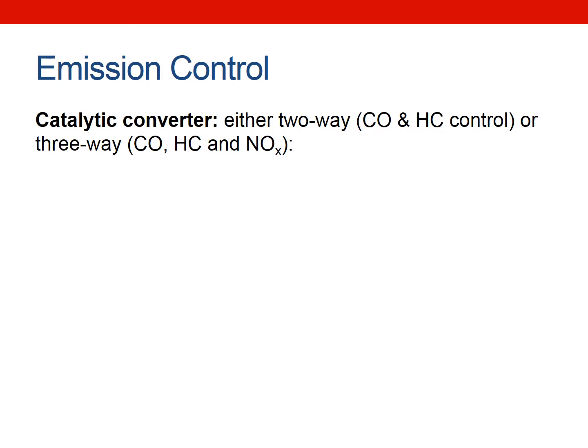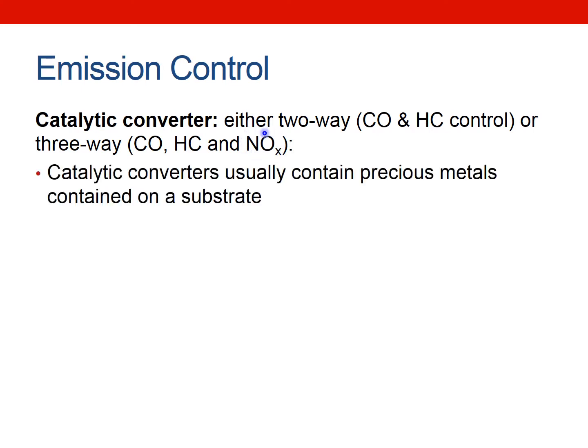One of the most common ways, and you've probably heard this one, is the catalytic converter. You can either have a two-way, which controls carbon monoxide and hydrocarbon emissions, or a three-way, which will also deal with the NOx as well. They normally contain precious metals on a substrate, and because of the word catalytic, the precious metals aren't involved in reactions, but rather act as a catalyst.